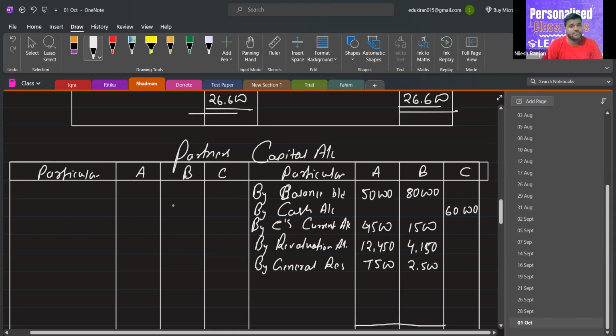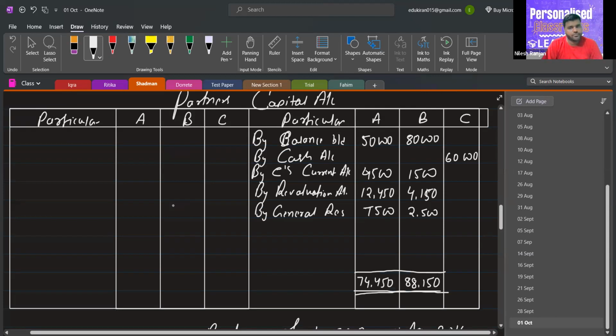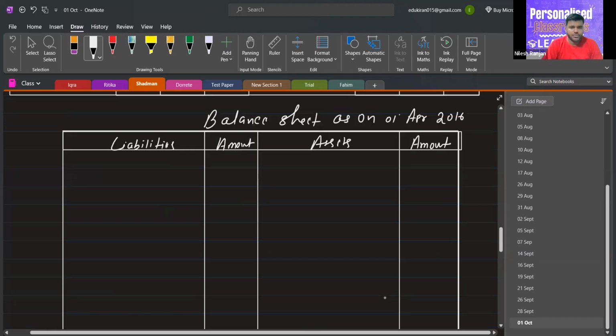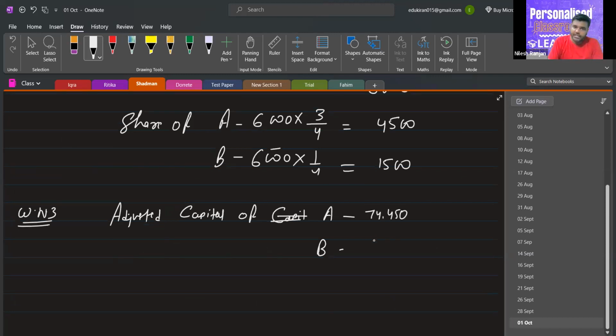So it's a loss, so it will come on the debit side of the revaluation account. It will be distributed among the partners according to our ratio, and that much will be deducted in the partners' capital accounts. Okay, sir. So adjusted capital is 74,450 and 88,150. This is their adjusted capital.